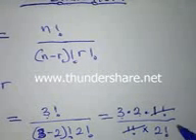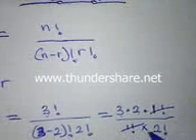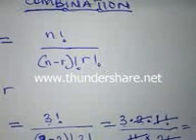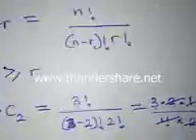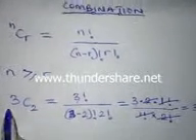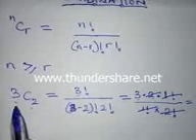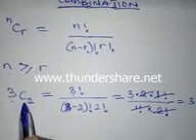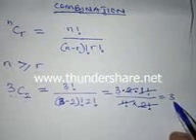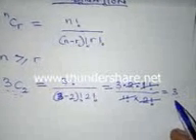Then 2 factorial is 2, 1, 2. So that one also will cancel this. So I'll be left with what? 3. So if I've got 3 items, if I'm to select 2 out of 3, the number of ways I can select 2 out of 3 is 3 ways. So the number of ways I can select 2 out of 3 is 3 ways.